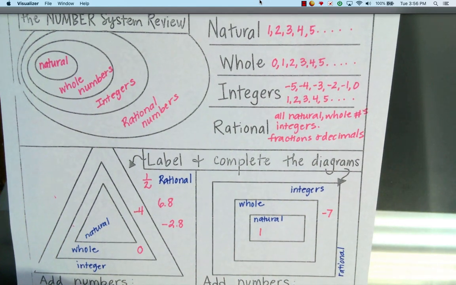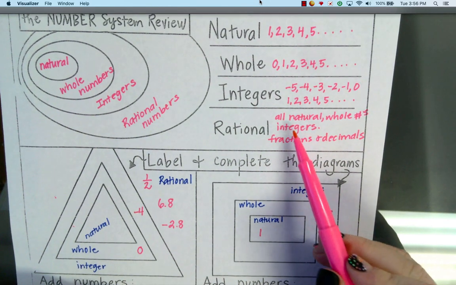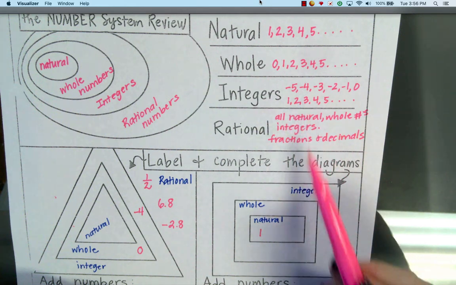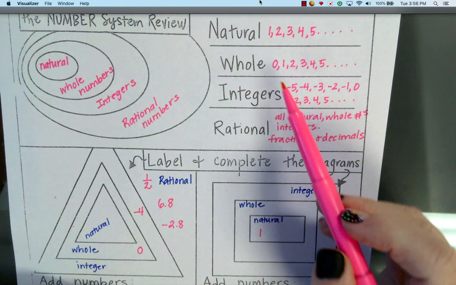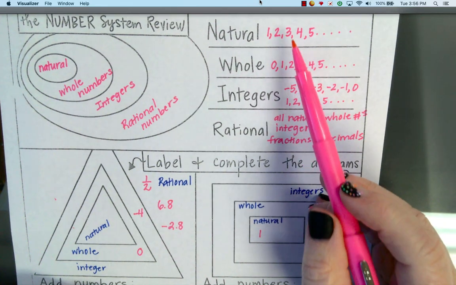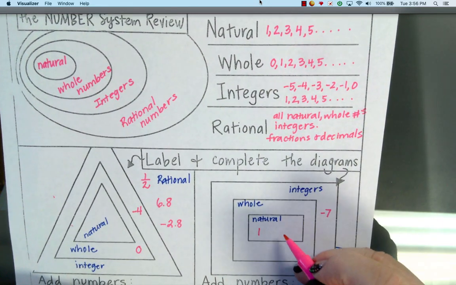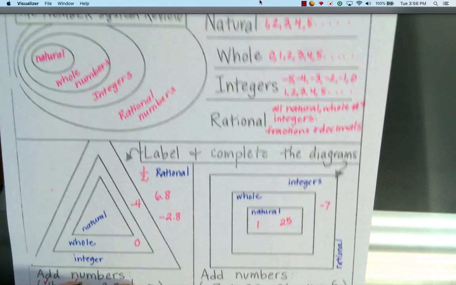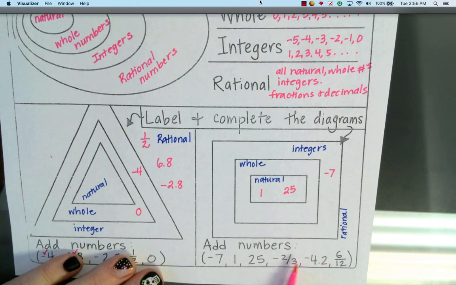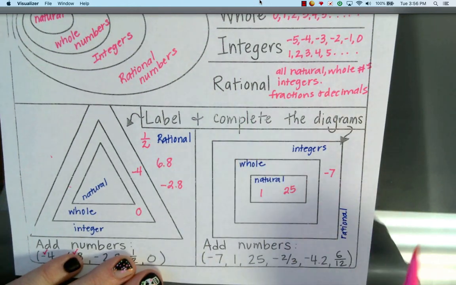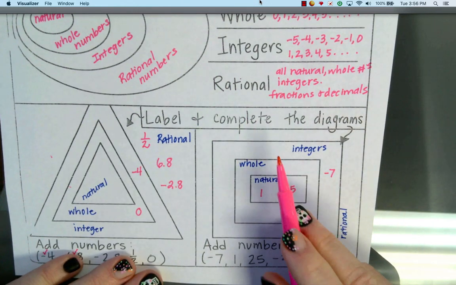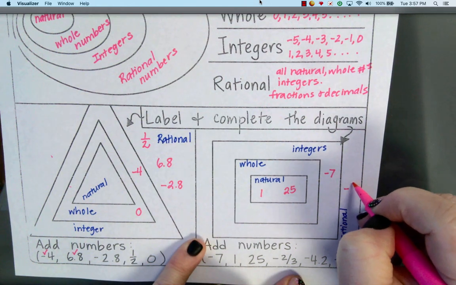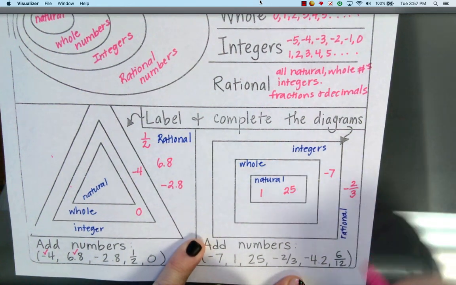25, well, it's rational because it includes natural, whole numbers, integers. It's an integer because it's a whole number and it's positive. It's a whole number. It's also a natural number. So 25 is also going to be in here. So -2/3. Well, automatically it's a fraction, which we know is rational. It's not natural, it's not whole, it's not integer. Remember, decimals and fractions automatically go to my rational section.